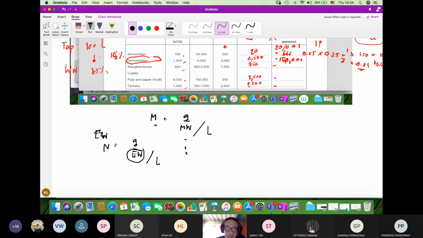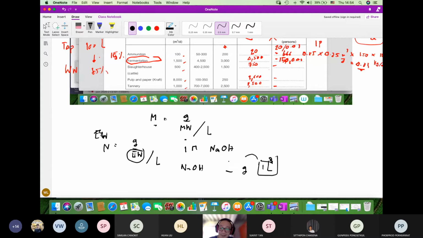So 1 molar of sodium hydroxide. You have to weigh the sodium hydroxide, how many grams? If you want to prepare a 1 molar sodium hydroxide solution, how many grams of sodium hydroxide do you have to take and dissolve in 1 liter of distilled water? This is the basic chemistry.